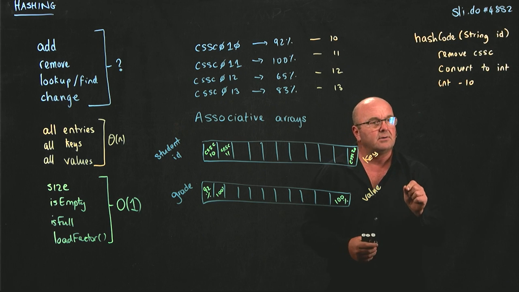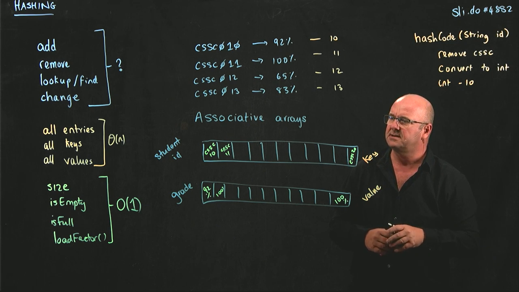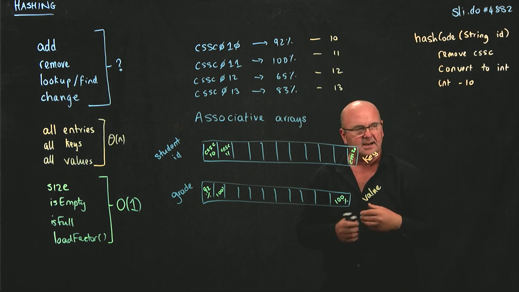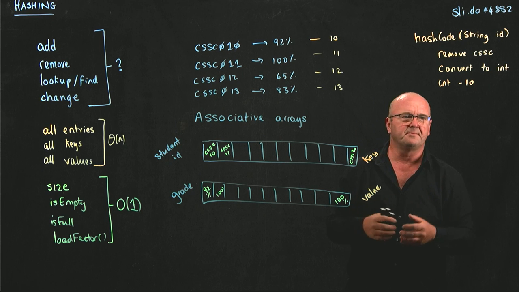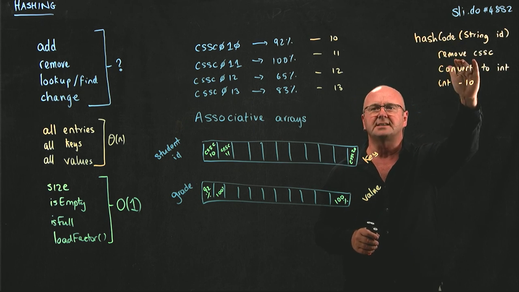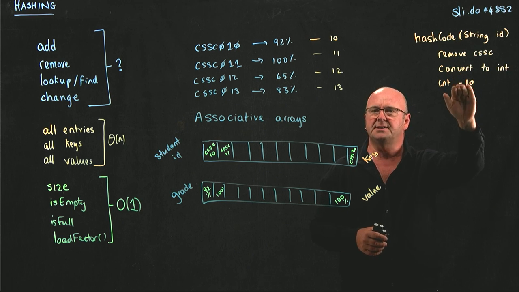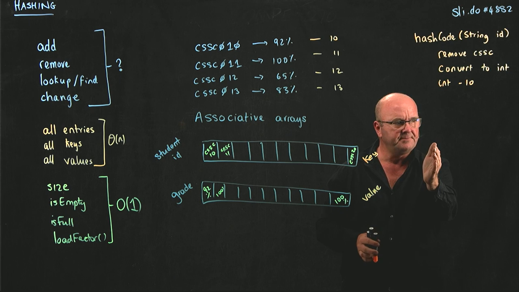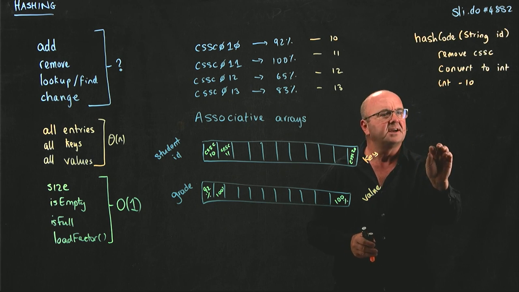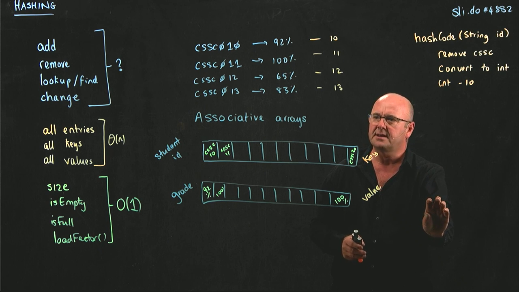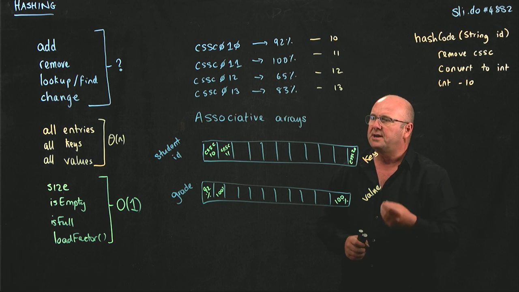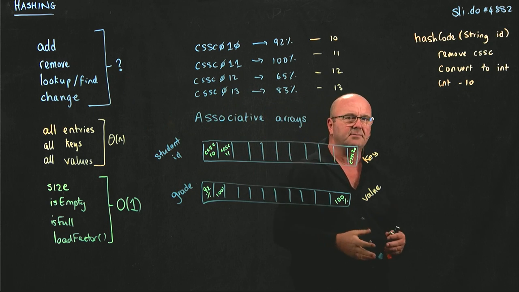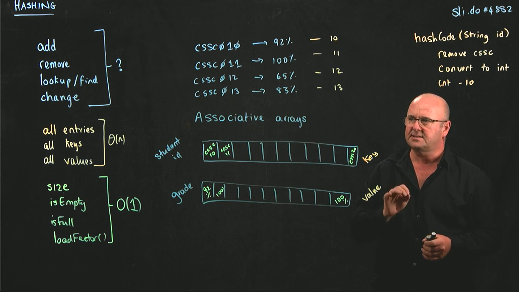Now, if I want to find somebody's grade associated with their key, say you give me the ID CSSC 57, all I've got to do is remove the CSSC part. Now I've got 57. Convert that to an int, subtract 10, 47. Go to my array, go along to position 47, which I can do in constant time. Get the ID out, double check, is that the right ID that I'm looking for? Go to the value, get the value out. So by using these two arrays to store this data, I've now made find a constant time proposition. I can now find things in constant time.